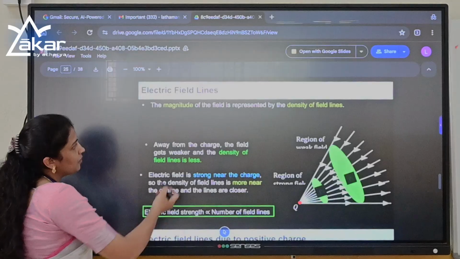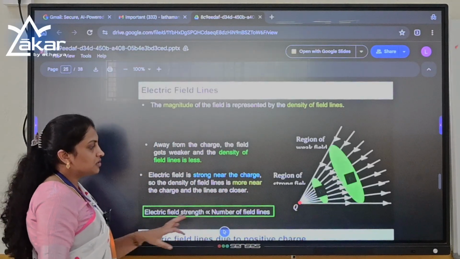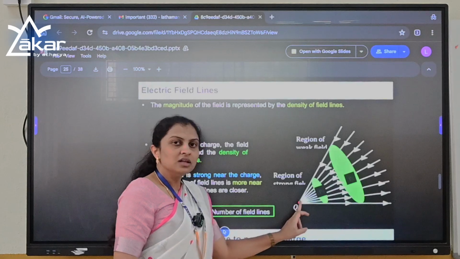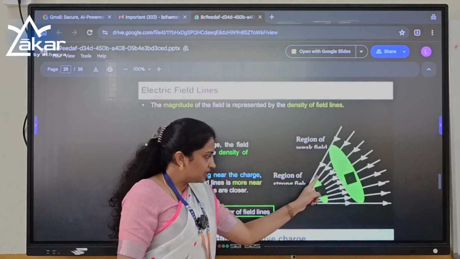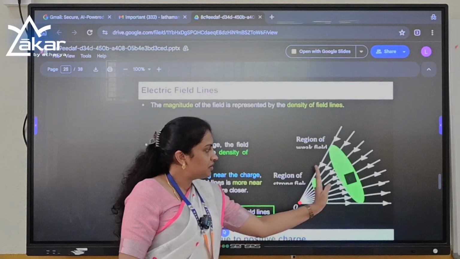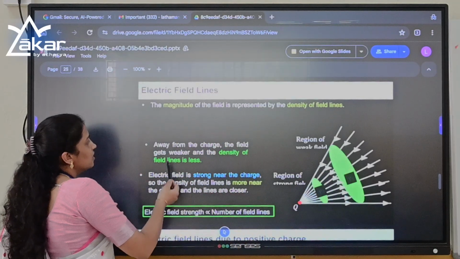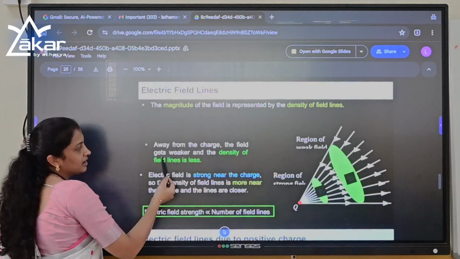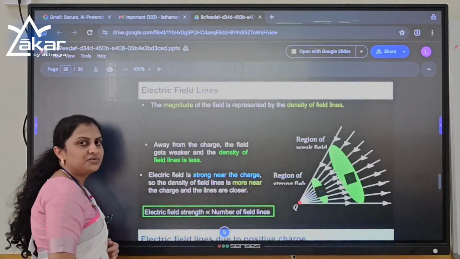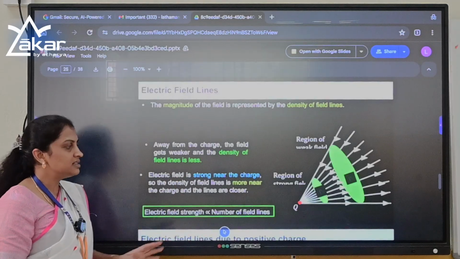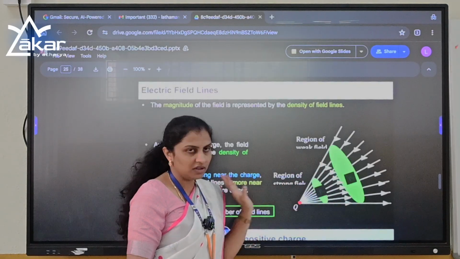You can see the magnitude of the field represents the density of the field lines. If you take a charge near here, the intensity is more. If you go away from this charge, the intensity is less. Away from the charge, the field gets weaker and the density of the field lines is less compared to here.